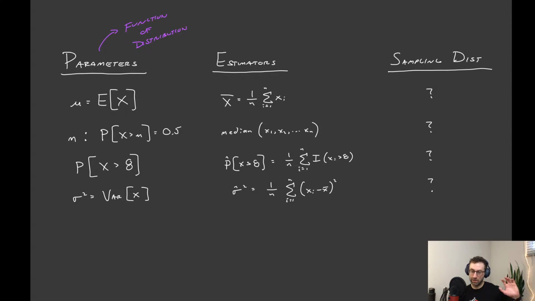So if we calculate the expected value of a normal distribution, like a standard normal, the mean would be 0. But if we calculated the expected value of, say, a binomial distribution where n is 10 and p is 0.2, the mean would be 2. So depending on the distribution, you get a different value of the parameter. The next column over is estimators. And estimators, being statistics, are functions of the data.